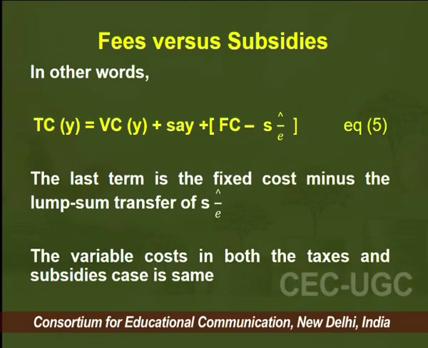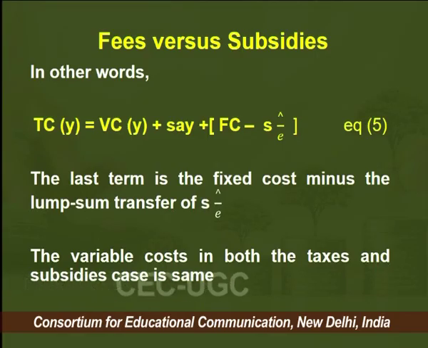Now in other words, we can refine and modify the equation, as you see on the screen: TC(y) is equal to VC(y) plus SAy plus FC minus SE hat. So it means that your total costs have been reduced once you get the payment in the form of subsidy from the government. The last term is the fixed cost minus the lump sum transfer which you receive from the government. As a result, you can see the total cost in case of subsidies gets reduced, while there was an increase in total cost in case of taxes on emissions.